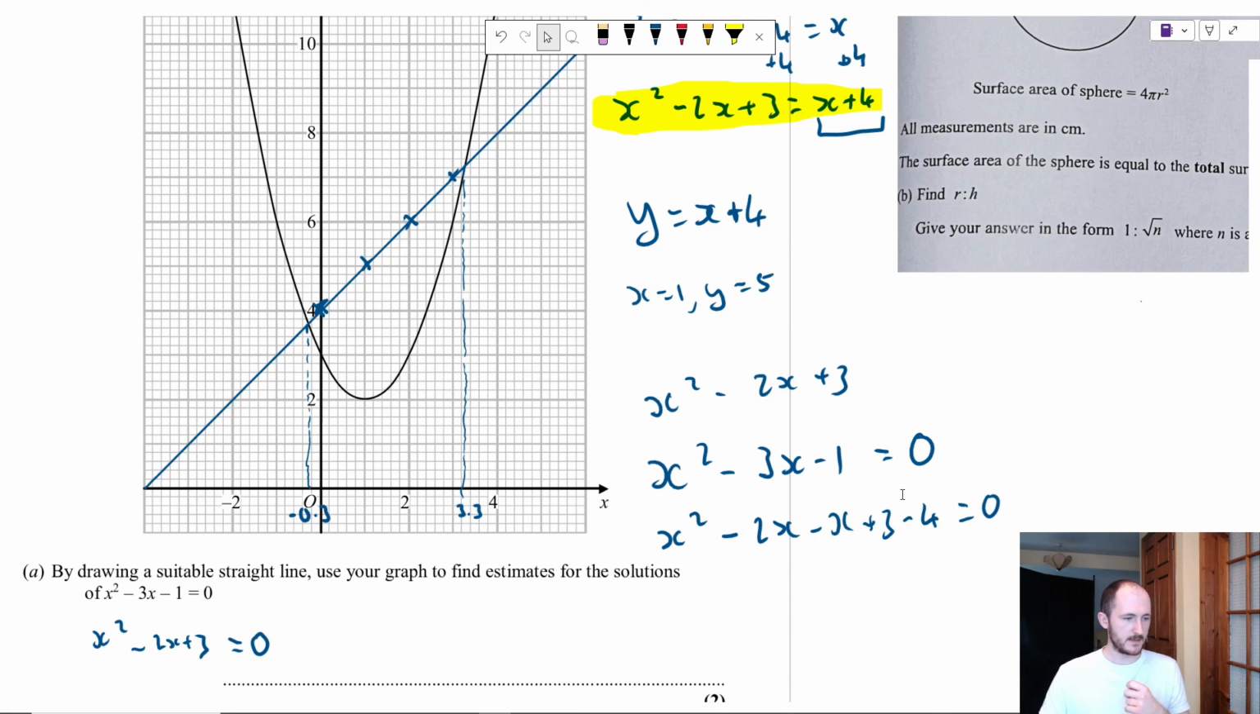Perfect. Are there any instances with index notation where you don't apply the index to the integer? No. Not if it's inside a bracket. Okay, perfect.